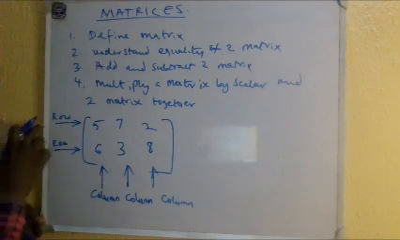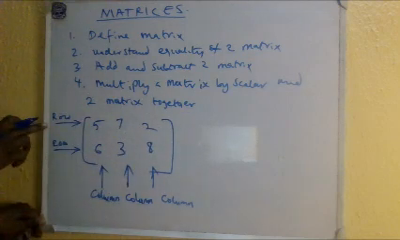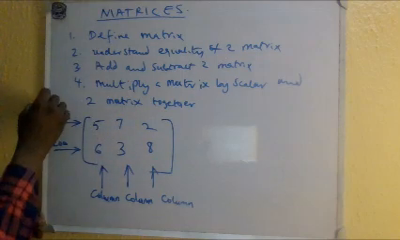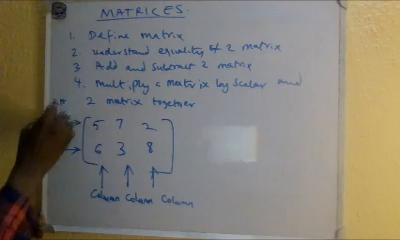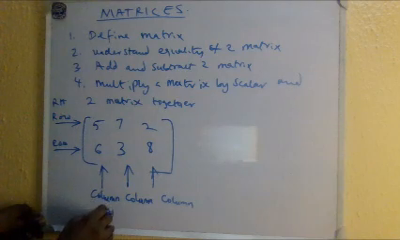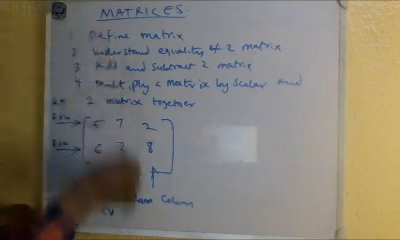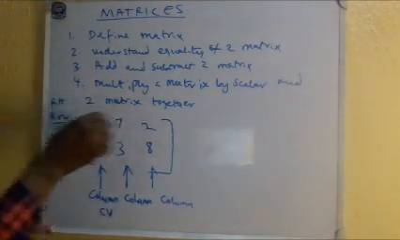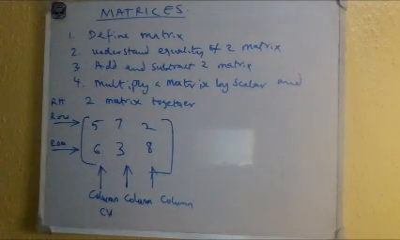So you have row. If you just see row like this, remember horizontal, RH, row horizontal. Column is CV, vertical. So the vertical counts like this are the columns, while the horizontal is the row. So this is how a matrix looks like.